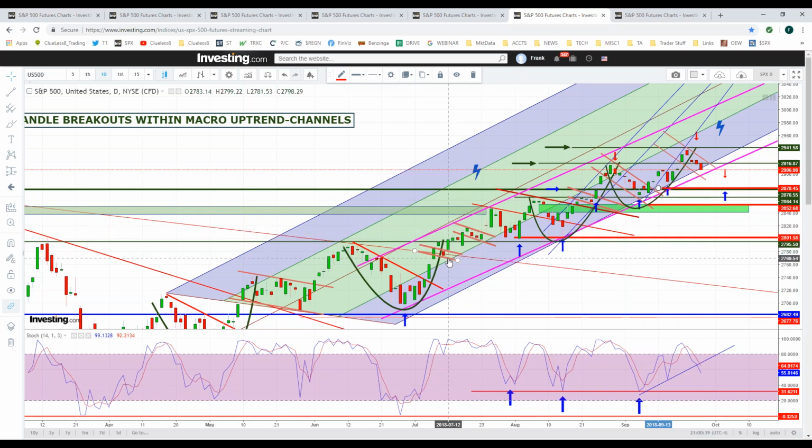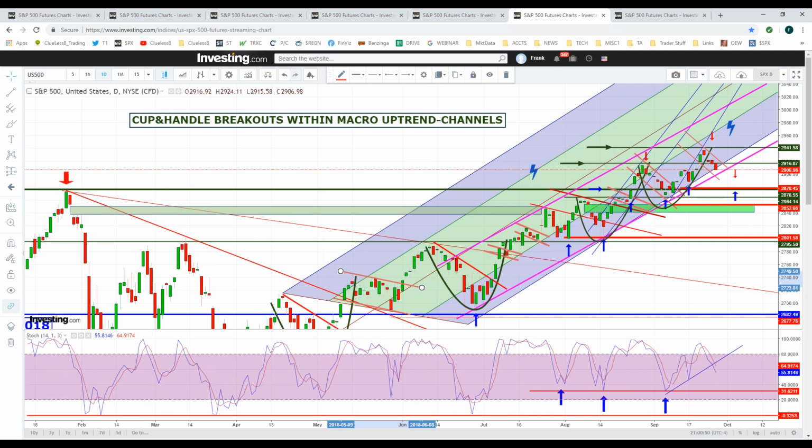So this is for people who are interested in learning a little bit more about technical analysis. This chart itself, if you look at it carefully and spend a couple of minutes on it, you can actually learn a lot just by looking at it. This is also a cup and handle. These are the cups. That's the handle. Breakout. Cup.